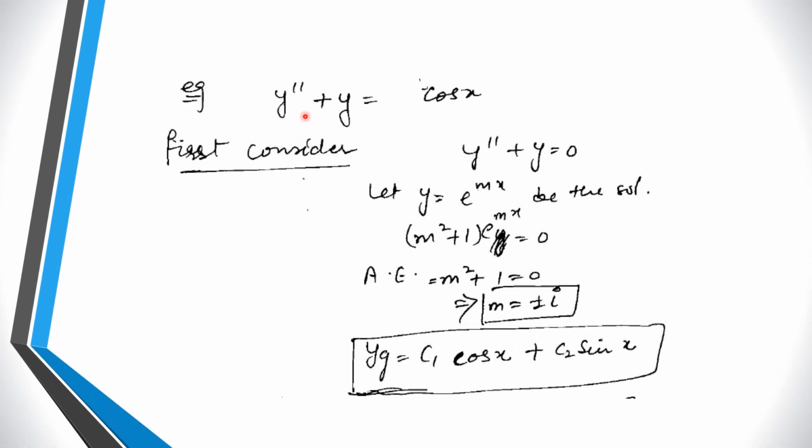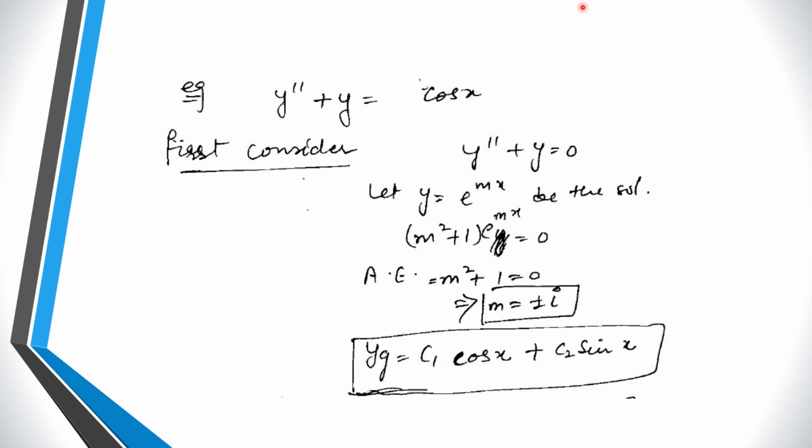For example, let's suppose y double prime plus y is equal to cos x. So first you consider it as homogeneous. Since y is equal to e to the power mx is a solution of this equation, you will have the auxiliary equation m squared plus 1 is equal to 0. That implies m is equal to plus minus i. So yg will be c1 cos x plus c2 sin x.